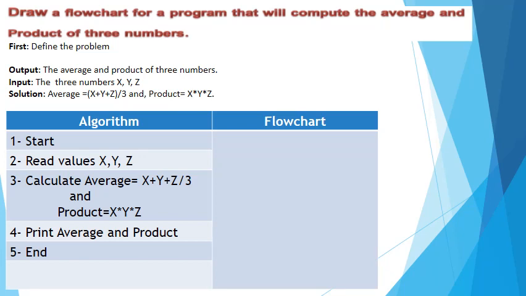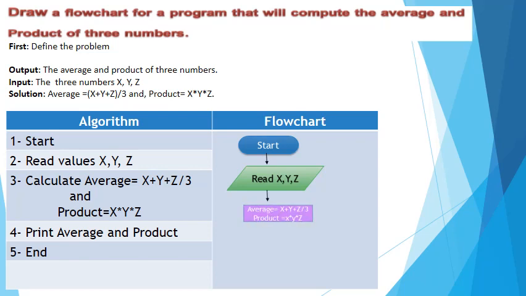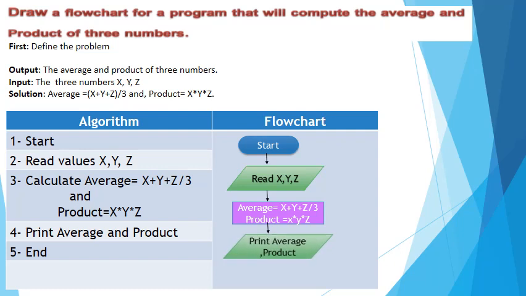This is the algorithm, and this is the flowchart. Start, and the input, read x, y, and z. The process or the calculation: I'll calculate the average and the product. Then print average and product, and end the program. These are examples of the simple flowchart.